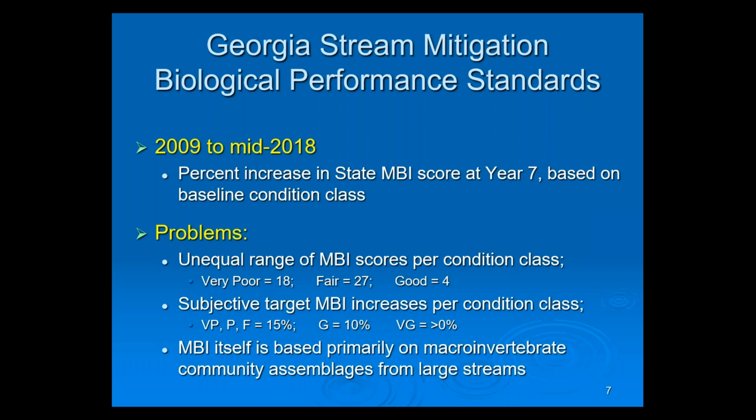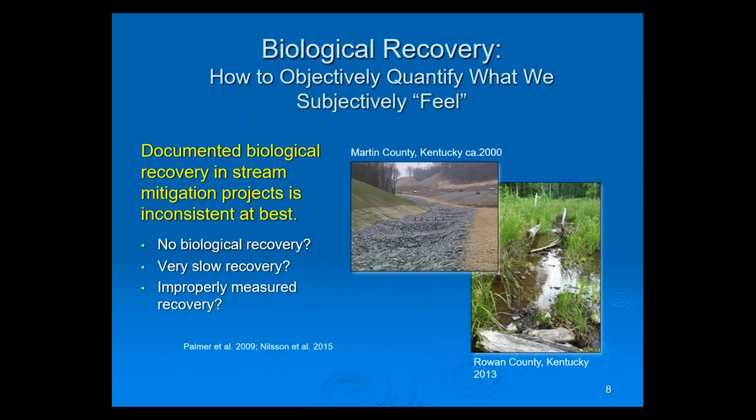But the real icing on the cake is that this whole index, this multi-metric index, is primarily based on macroinvertebrate communities collected from much larger streams than we typically see mitigation projects undertaken on. So all of us, when we go out into the field, for the last decade or so, we feel like we can tell, or we hope we can see, that mitigation practices, mitigation projects have improved over time. Yet the biological recovery in these projects, available in the literature, is inconsistent at best.